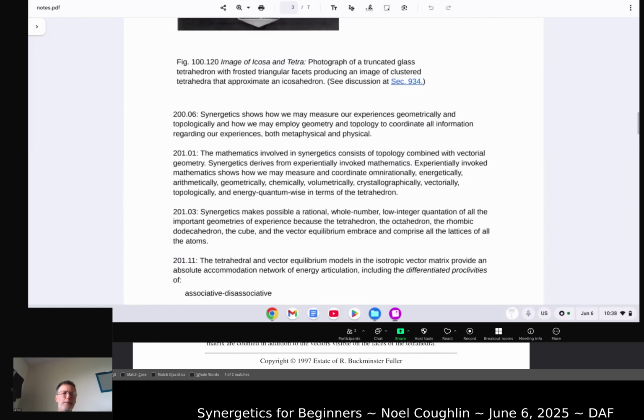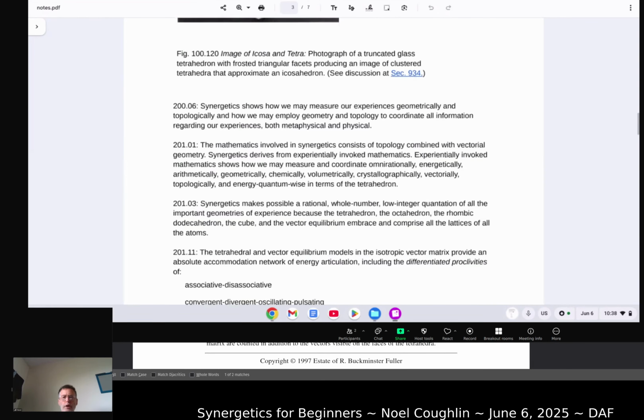So the mathematics involved in synergetics consists of topology. That's like the topological system of the polyhedron, as well as omnitopology, which is the internal system. So synergetics consists of topology combined with vectorial geometry. Synergetics derives from experientially invoked mathematics. Experientially invoked mathematics shows how we may measure and coordinate omnirationally, energetically, arithmetically, geometrically, chemically, volumetrically, crystallographically, vectorially, topologically, and energy quantum-wise in terms of the tetrahedron.